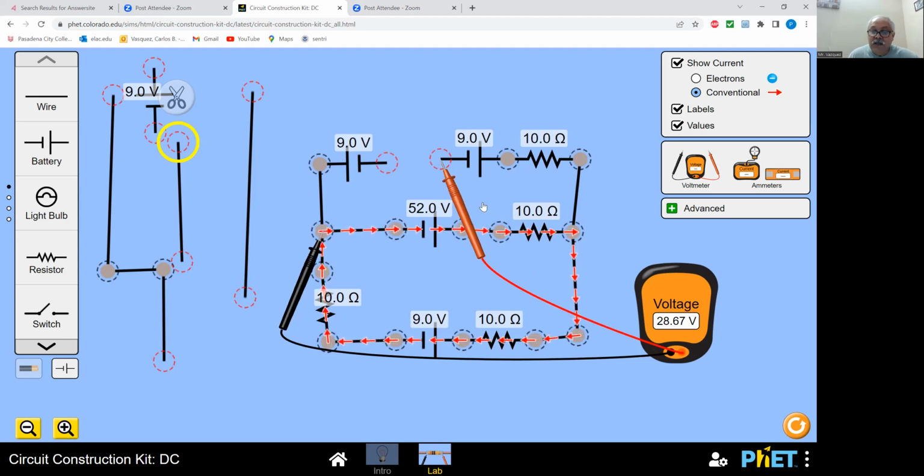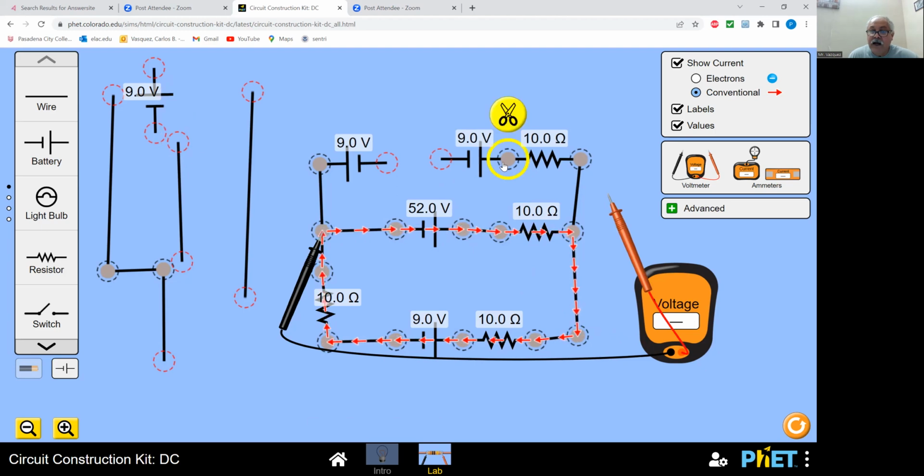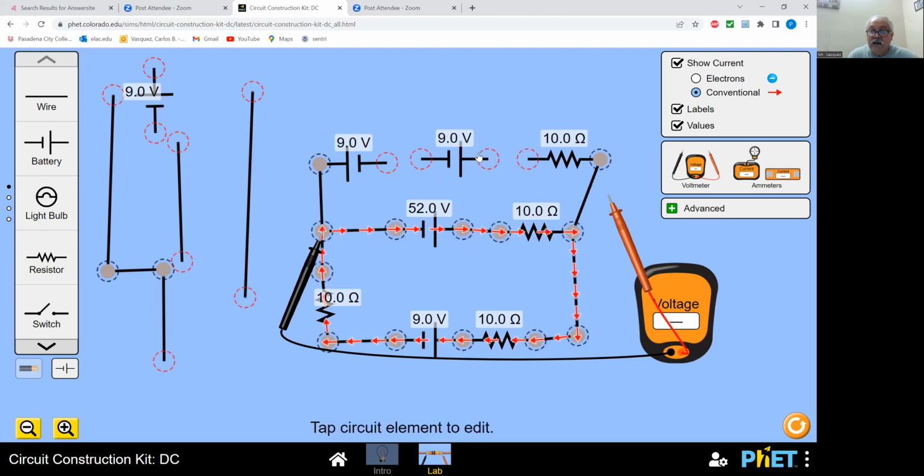Perfect. Now what happens if we reverse the battery right here at the highest point? Okay, let's do it. Let's reverse it and see what happens. When we reverse the battery, now the highest point is connected to the negative side of the battery, right? This is the negative side right here.